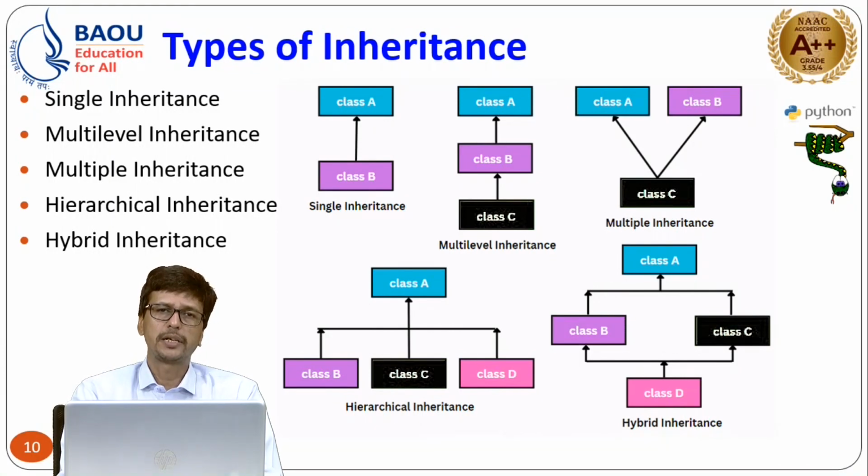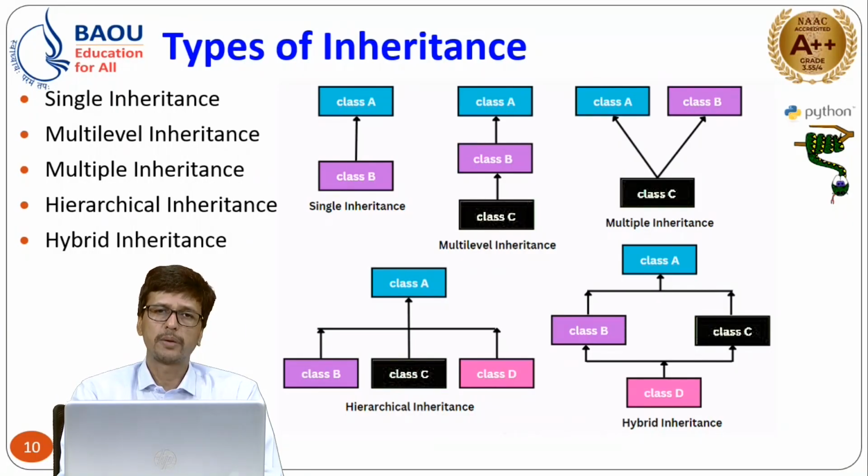Then after that, multiple inheritance. Here what happens? Multiple classes can work as base classes or superclasses. So you can say that in a real life scenario, you are deriving multiple features from multiple parents into a single child.